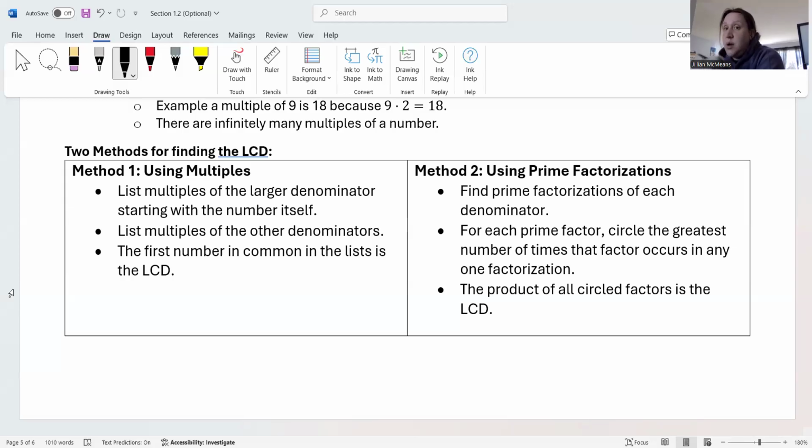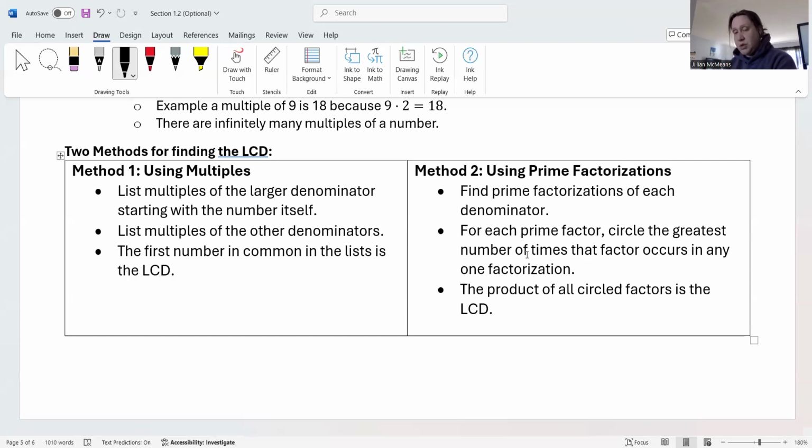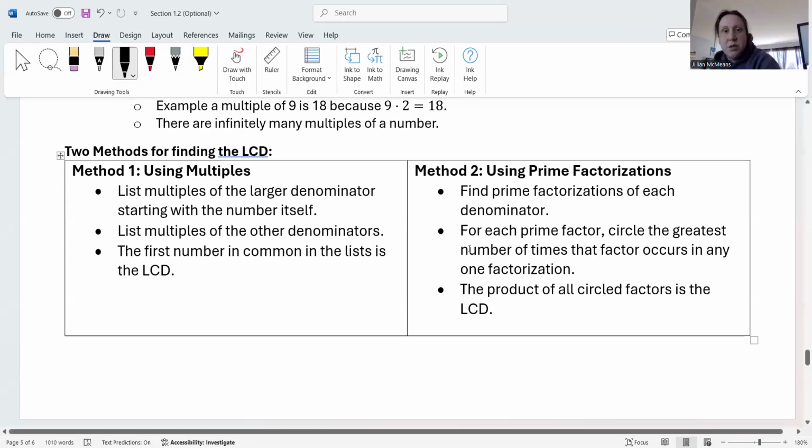The second method is the one I tend to like. It uses prime factorizations. It takes a little bit to learn the method, but once you have it learned, it's really nice, especially when you get a wacky LCD and you get lost trying to list out all these multiples. The prime factorization method can get you there quicker. So we're going to look at an example of both. We're going to find two LCDs, one using multiples, the second using prime factorizations. You ultimately find prime factorizations of all of your denominators, and then you look for groups of factors, but I use a table that I think makes it a little easier to understand.